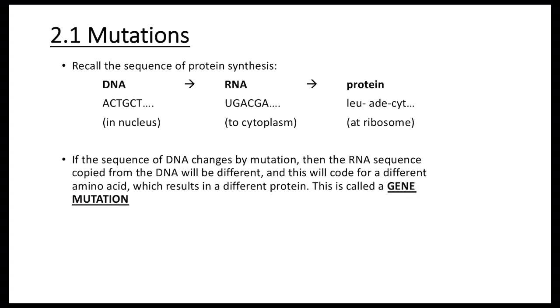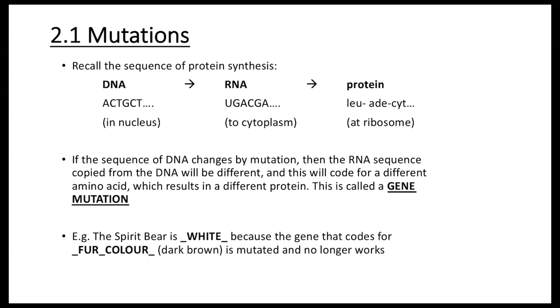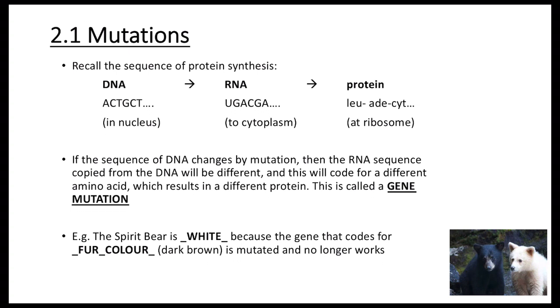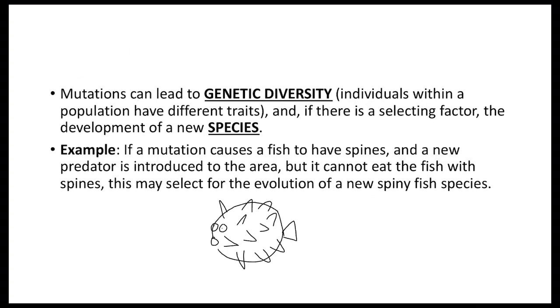So if the sequence of DNA is changed by a mutation, then the RNA sequence copied from that DNA will be different, and this will code for a different amino acid, which results in a different protein. So this is called a gene mutation. So for example, the spirit bear is white because the gene that codes for fur color, which is dark brown or black, is mutated and no longer works. So there's our example. Mutations can lead to genetic diversity. Individuals within a population have different traits.